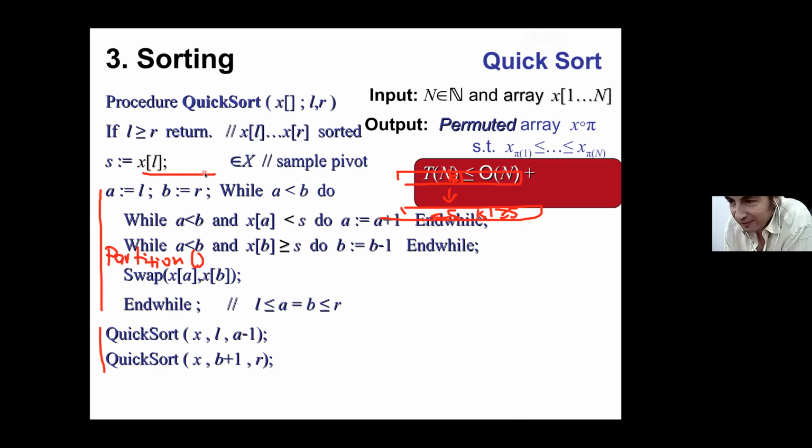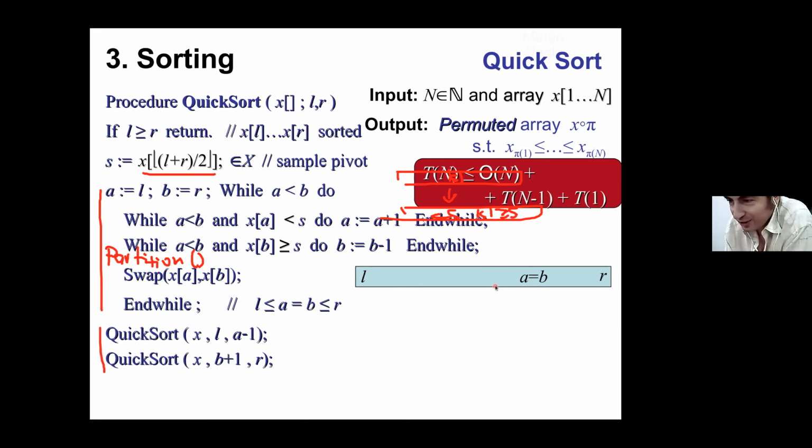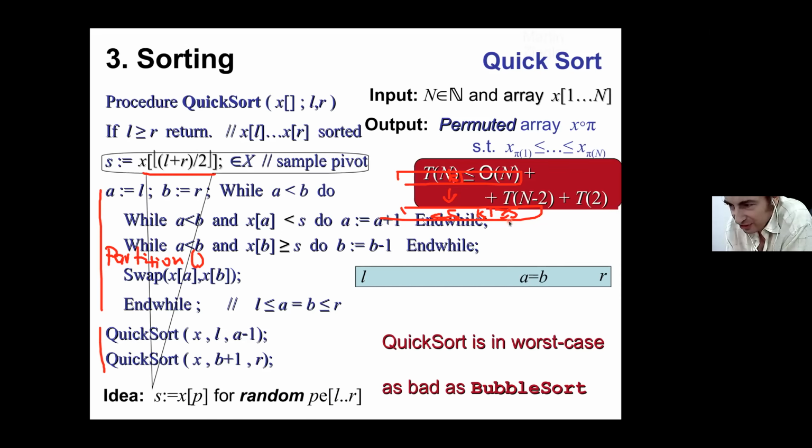This can now move left or right, here A and B. In the worst case, what you get is that this division lands at the last element or the first element, and you have T of n minus 1 in the recursive estimate, which gives you O of n squared.